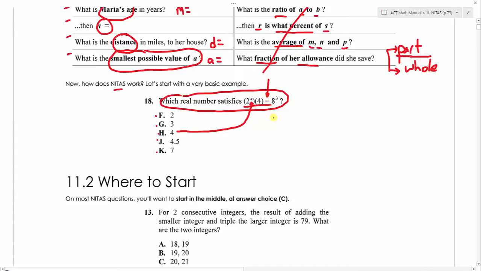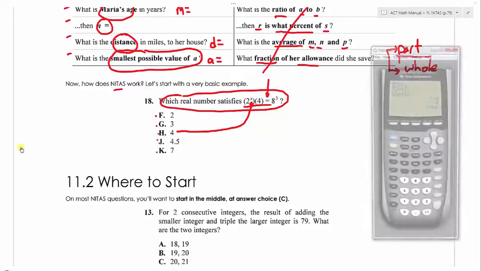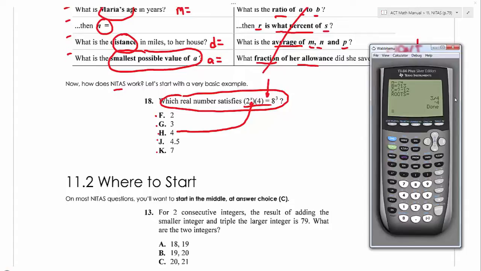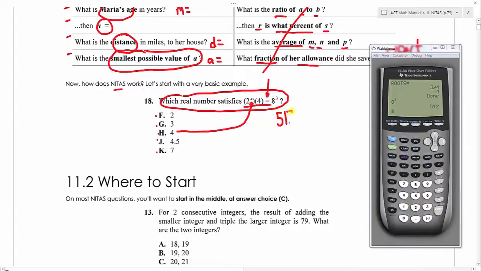So 8 to the third, I'm going to go ahead and do that in my calculator. There's my calculator. I'm going to do 8 to the third, hit enter, and that is going to come out to 512. So I know that the stuff on the left has to equal 512.